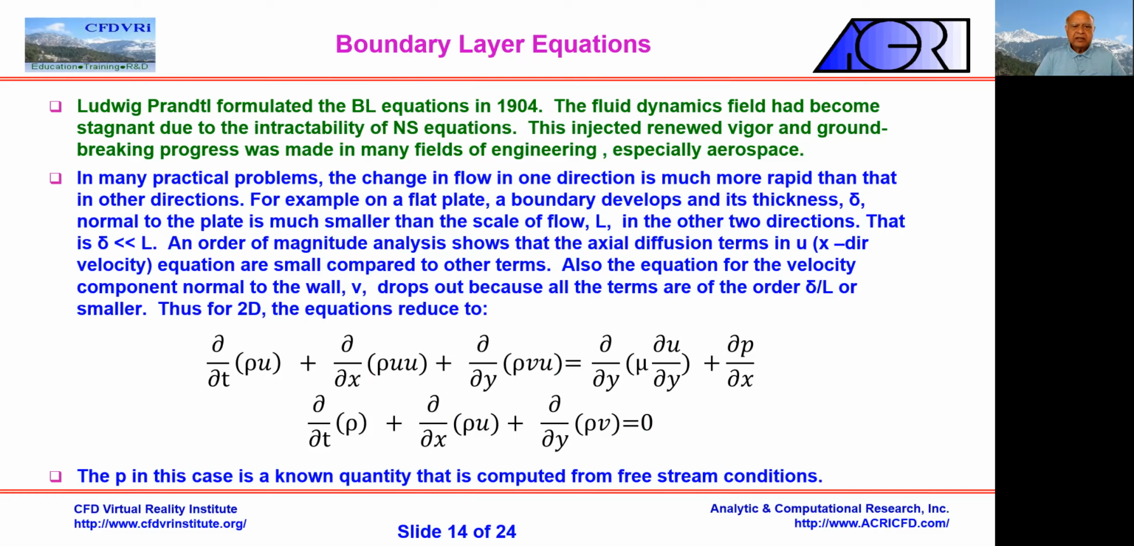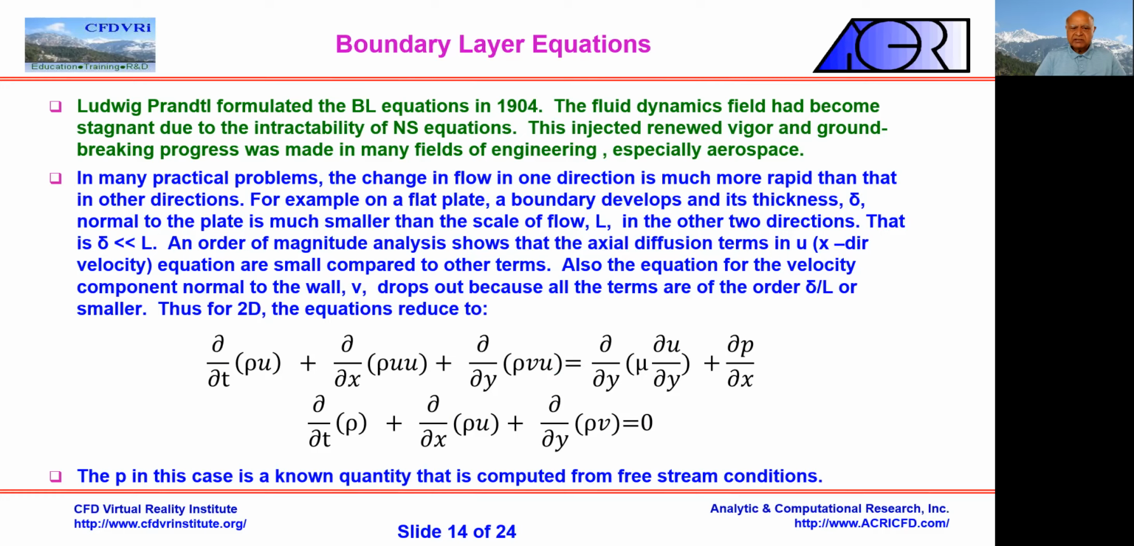In many practical problems, and this was Prandtl's insight, the change of flow in one direction is much more rapid than that in the other directions. For example, take a flat plate. A boundary layer develops and its thickness delta, normal to the plate, is much smaller than the scale of flow L in the other two directions. That means the plate is much larger than the thickness of the boundary layer. Delta is much, much smaller than L.